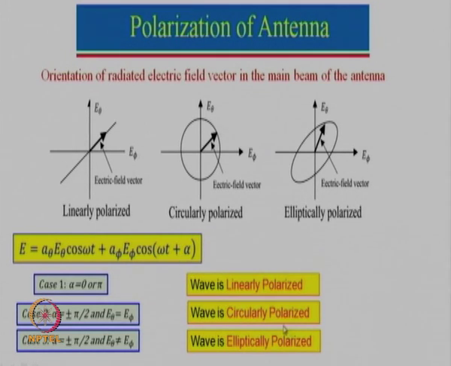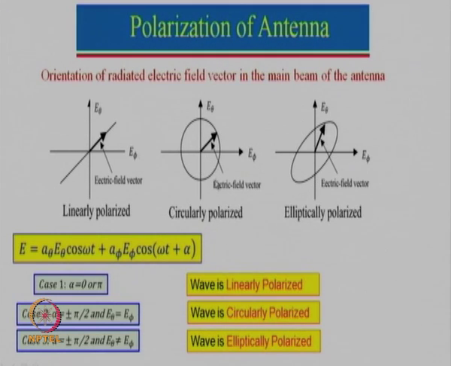Now, I will first talk about circular polarization. If E theta is equal to E phi, and if the phase difference between the two, alpha, is 90 degrees, then the vector rotation will be in a circular fashion, and hence it is circularly polarized.